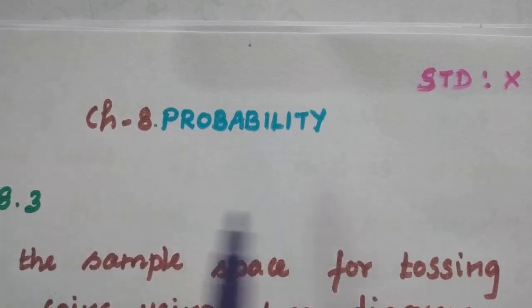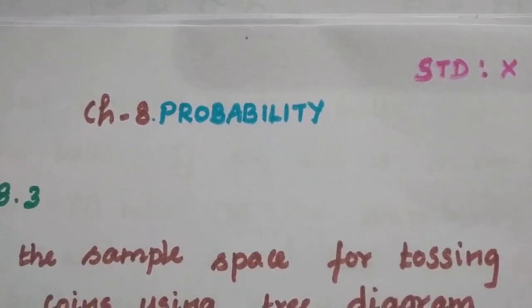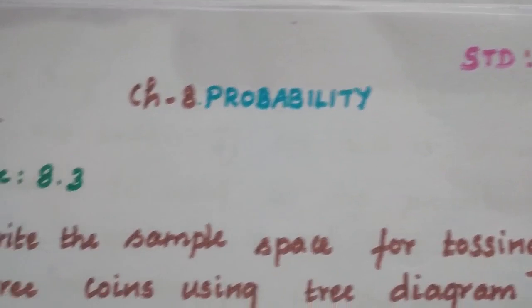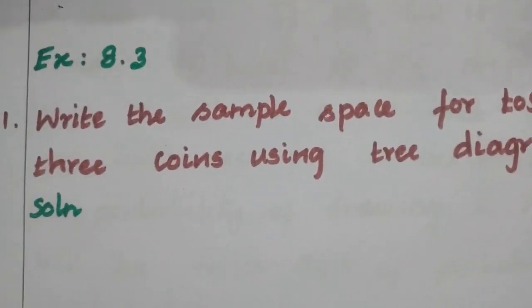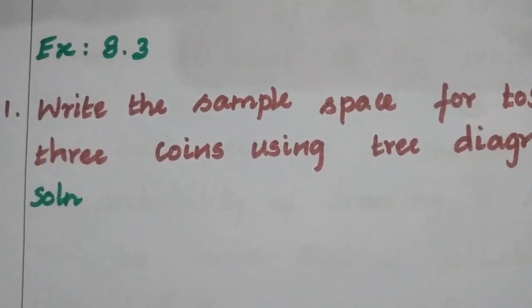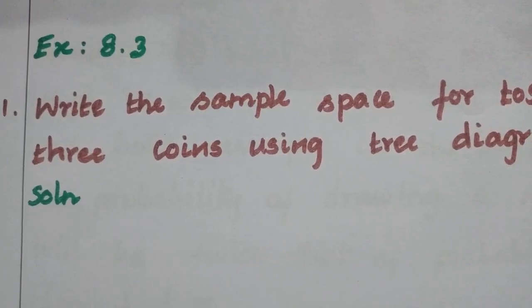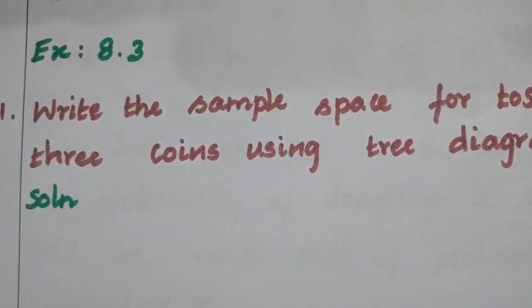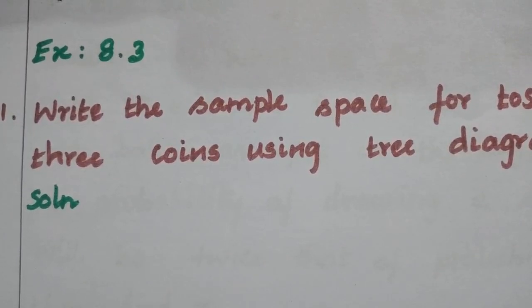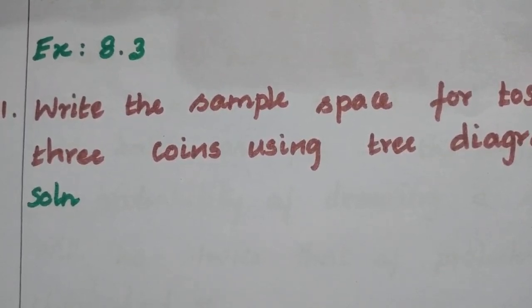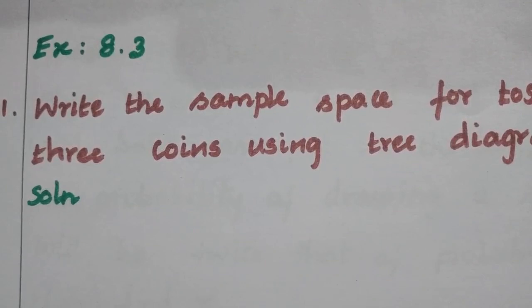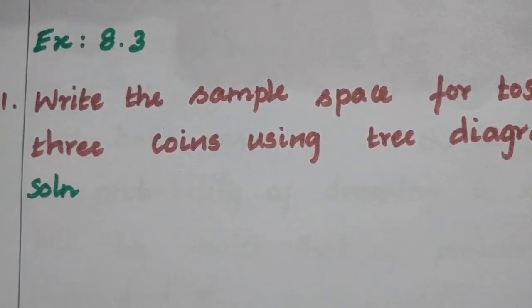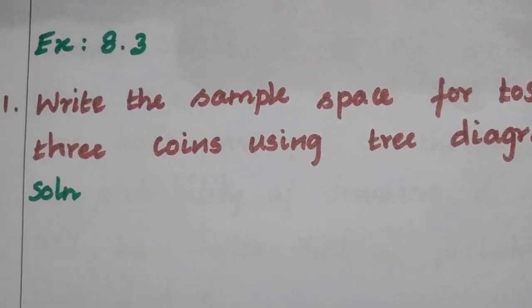Chapter 8 Probability Exercise 8.3. The first question is, write the sample space for tossing 3 coins using tree diagram. So you already learnt about tree diagram for tossing 2 coins. So now we are going to draw a tree diagram for tossing 3 coins, and they ask you to write the sample space also.